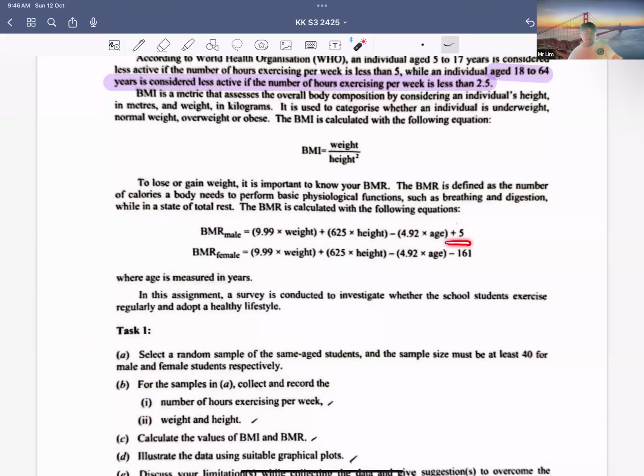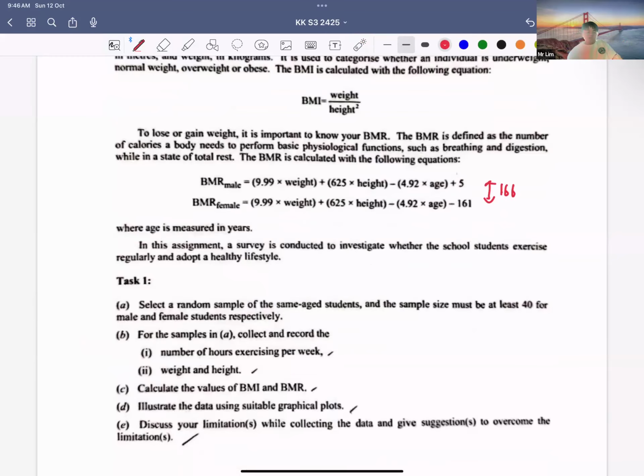So for male it's plus 5. And for female, as you can see, the composition is exactly the same in the front part, but you add a different constant. Here there is a 166 difference. That means that on average, a male consumes 166 calories more than a female, based on the physiological design of the body, where age is measured in years.